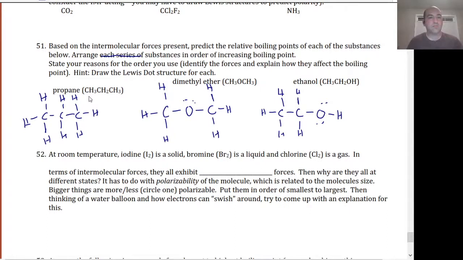For propane, we can say that we have, nothing because the computer got angry. Okay, there we go. For propane, we're only really going to have dispersion forces. For dimethyl ether, we now have some polar bonds because of the CO. CO is a polar bond. So we can have some dipole forces in there. And then for ethanol, we have the magic OH bond, this interaction between hydrogen and N, O, or F.